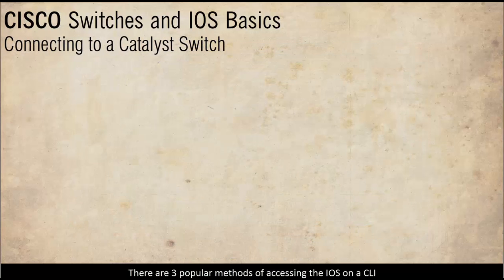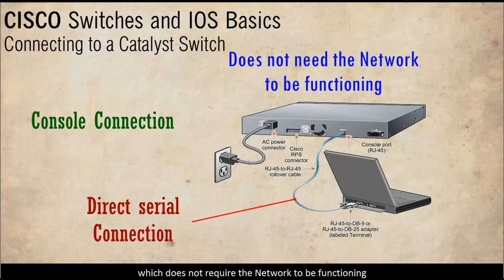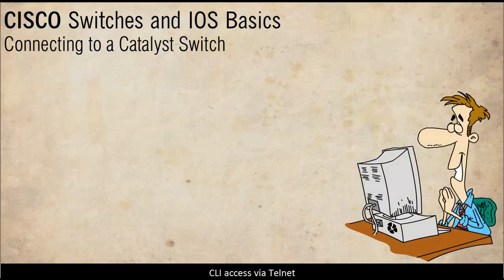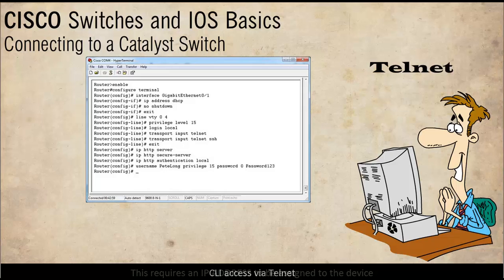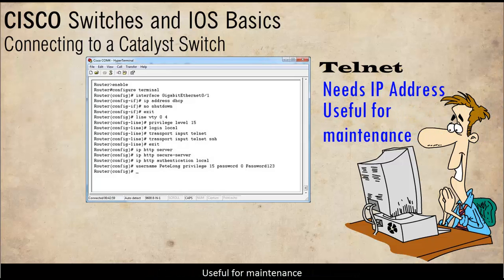There are three popular methods of accessing the IOS CLI. These are a console connection. This is a direct serial connection to the device which does not require the network to be functioning. This is particularly useful for the initial setup. CLI access via Telnet. This requires an IP address to be assigned to the device and so does require the network to be functioning. Useful for maintenance.